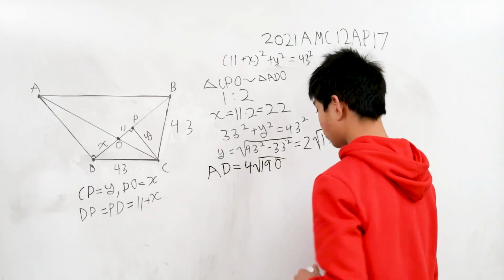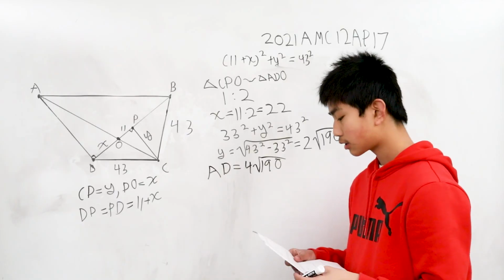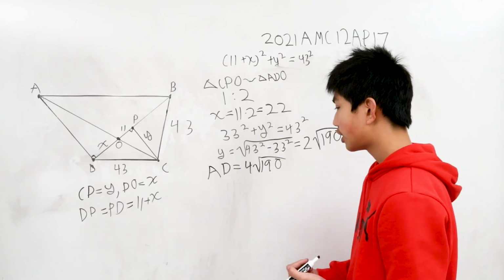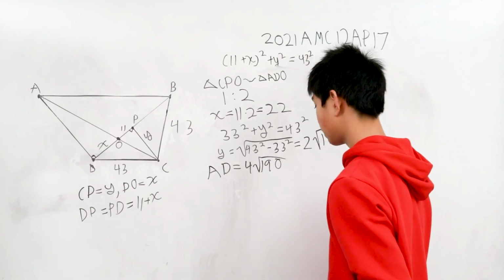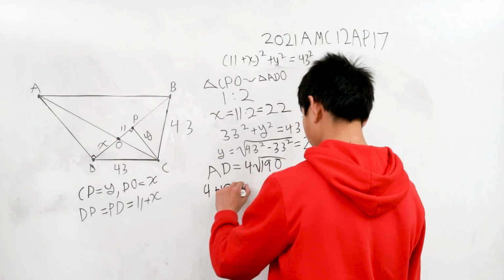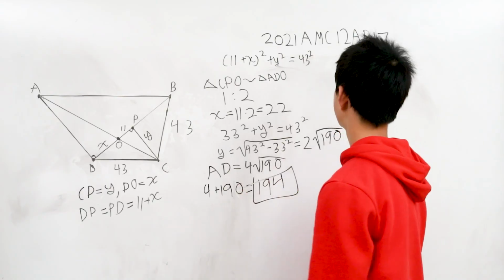Now, what the problem asks for is the sum from the expression of the length of AD, which is m root n, where we have found that the sum we want is 4 plus 190, or 194. And that is our answer for this problem.